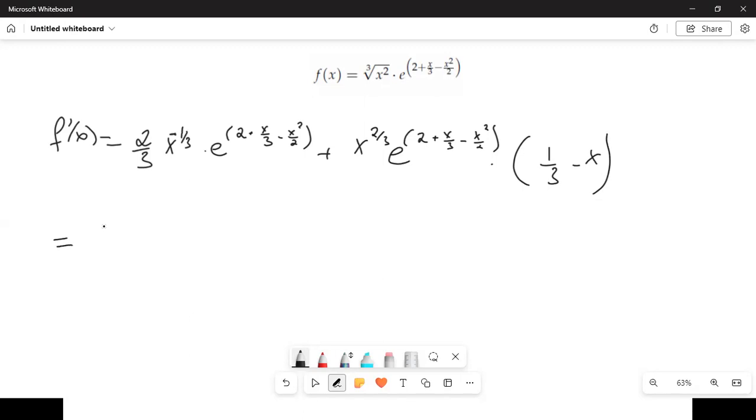Maybe we can take x to the power of minus 1/3 times the exponential into common. So x to the power of minus 1/3 times e to the power of 2 plus x over 3 minus x squared over 2. And we will get what from the first term? 2/3 plus, if we took x to the power of minus 1/3 into common, we should divide this by x to the power of minus 1/3, which means we have x times 1/3 minus x, x over 3 minus x squared.